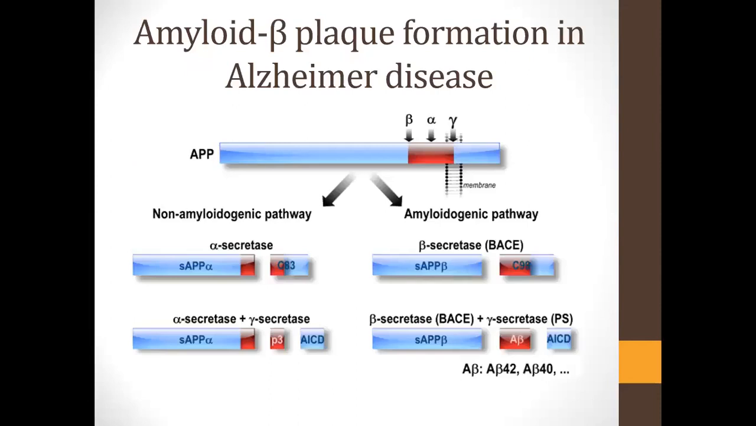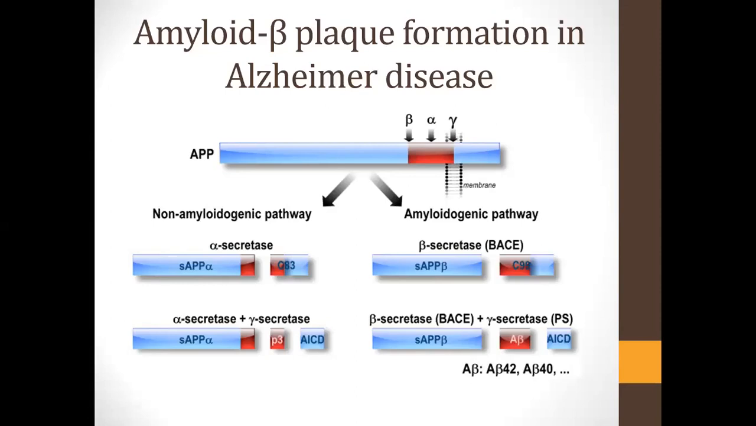To understand the senile plaques, you need to understand the physiology and then pathology. So this is the protein. This is a transmembrane protein, APP, also known as amyloid precursor protein. It has three cleavage sites: one for alpha secretase, one for beta secretase, and one for gamma secretase. And with the involvement of cleavage, you can either go into the non-amyloidogenic pathway or into the amyloidogenic pathway.